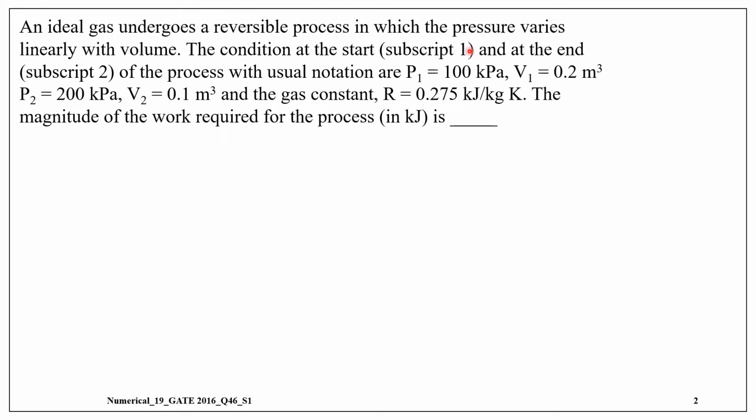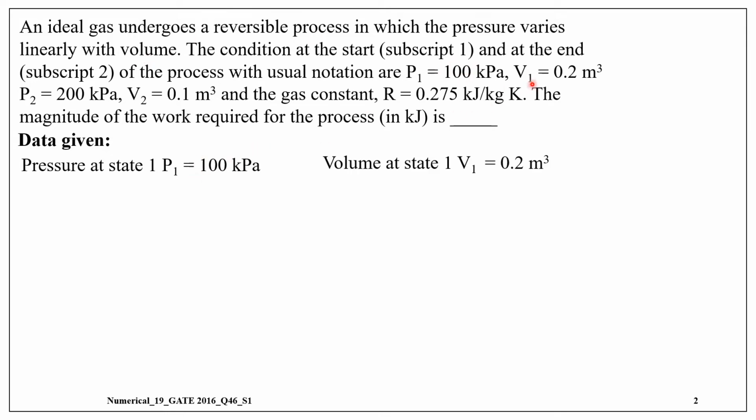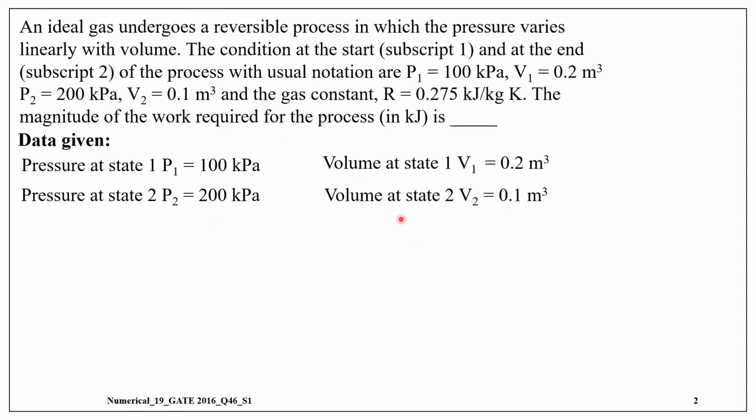During the process, pressure varies linearly with volume. So pressure at the beginning, volume at the beginning, pressure at the end, volume at the end. In addition to this, data of gas constant is given. We need to find the magnitude of work required for the process.